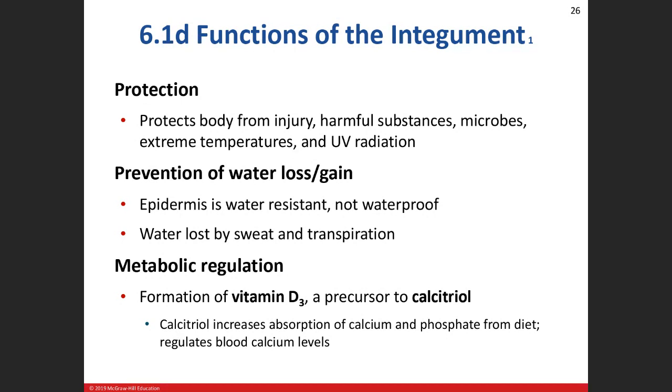Protection. Let's talk about some of the functions of our skin, the integument. The first one we put up here, and I think it's pretty important, is protection, because it helps protect us from the harmful effects of sunlight, ultraviolet radiation. But we also need that because we need it to synthesize vitamin D, which our skin does, which we'll talk about in lecture, but not now. It is our first line of defense.